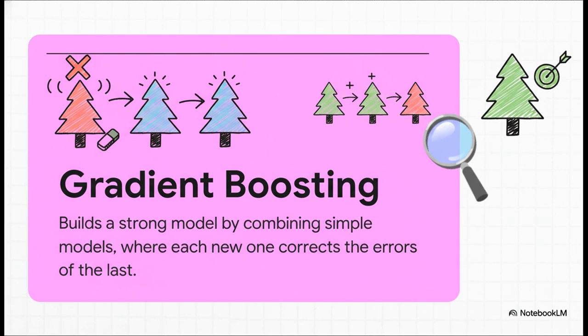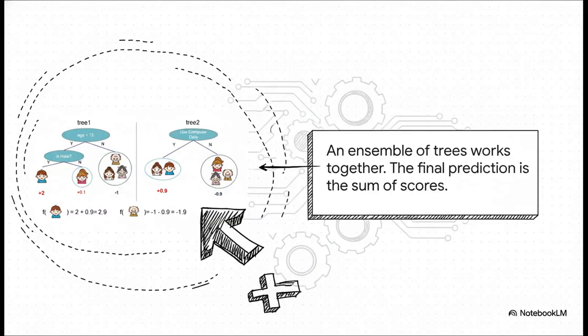Okay, so the big idea behind all of this is something called gradient boosting, and the concept is just brilliant. You start with a really simple model, usually a basic decision tree, which we call a weak learner. It makes a prediction, and of course, it's going to make some mistakes. Now, the next tree that comes along doesn't start from zero. Its main job is to focus on and correct the errors that the first one made. And this just keeps happening, over and over, with each new tree learning from the mistakes of the entire team that came before it. The final result is what we call an ensemble of all these trees working together.